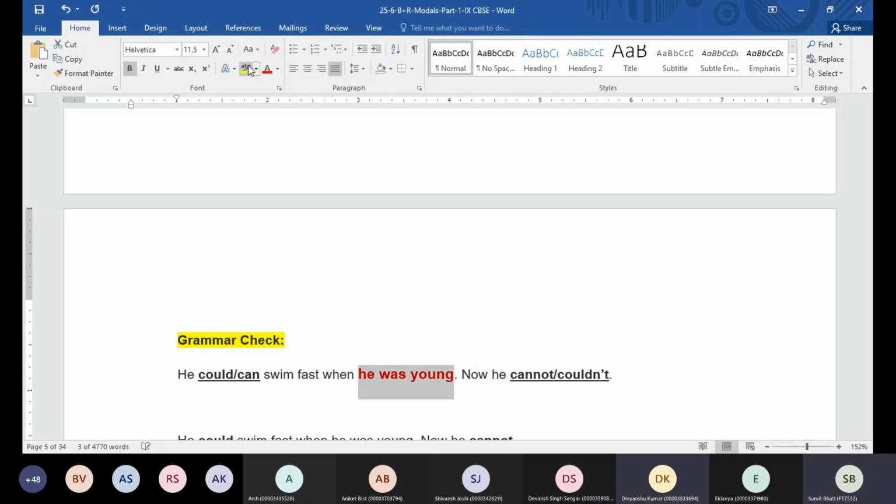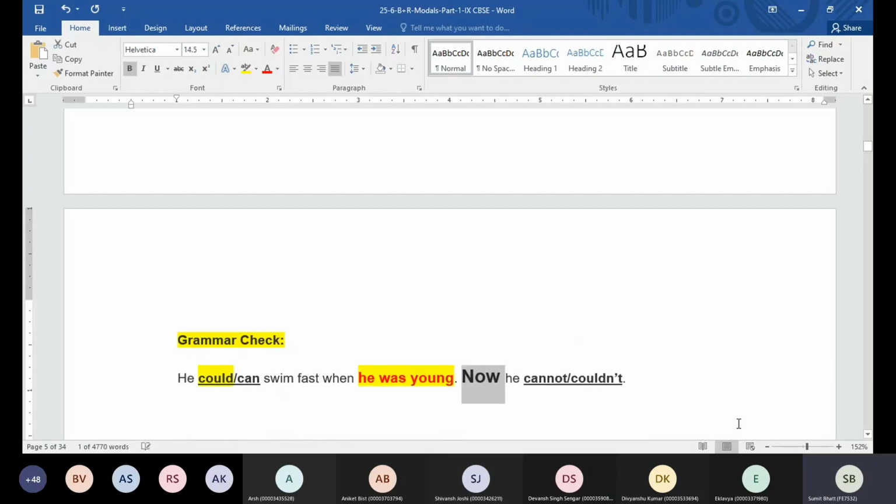The past time. So in that case, we are going to use could here. When I say now here, which time am I referring to? Now he cannot. So present time. Okay, so I'm going to go for cannot here. Okay, that's how we have to identify whether we have to use this or the other thing.